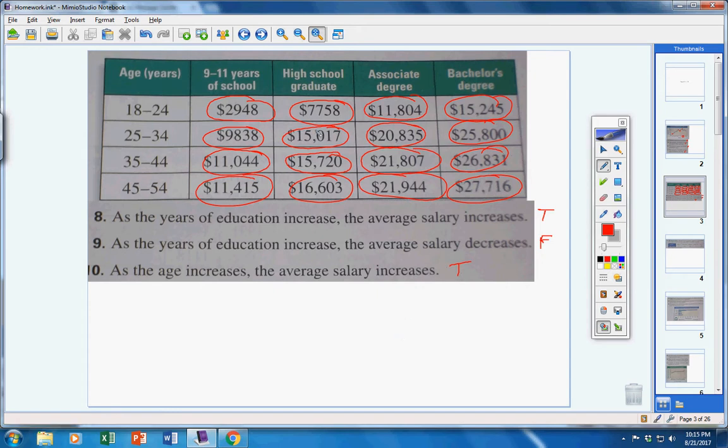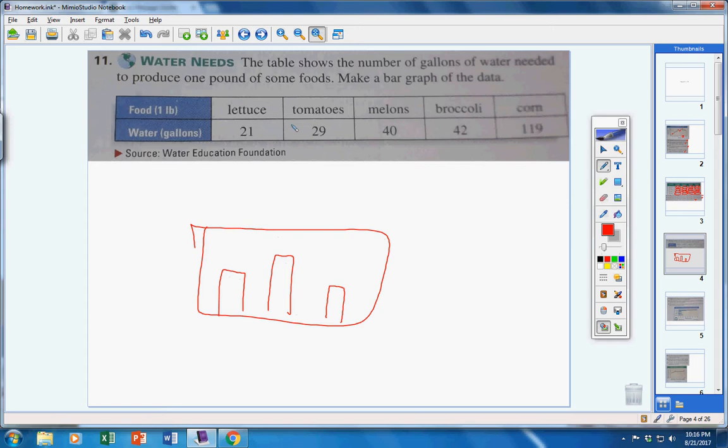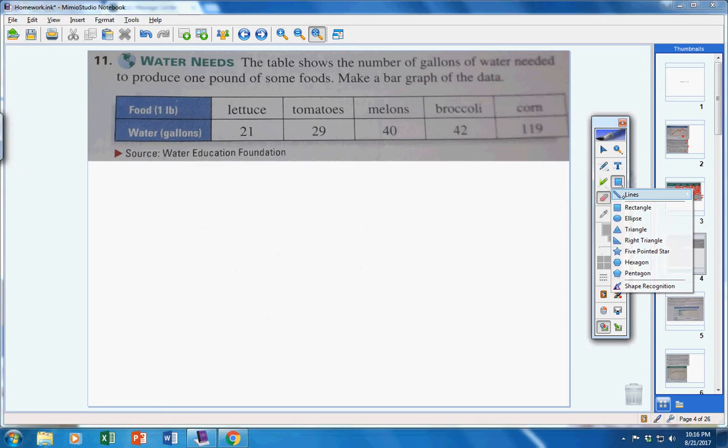Okay, number 11, the directions say to make a bar graph. Now, students, please listen. Your bar graph can have bars going vertically like this, or it can have bars going horizontally like this. It doesn't matter. I'm going to go vertically, but you can do it however you want to.